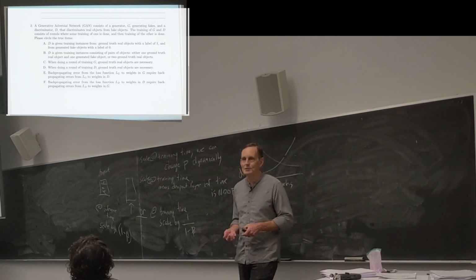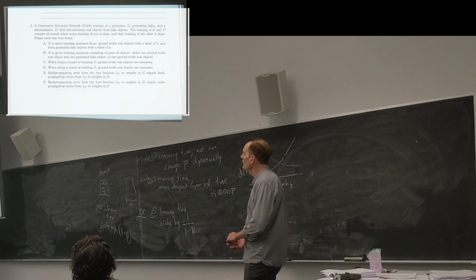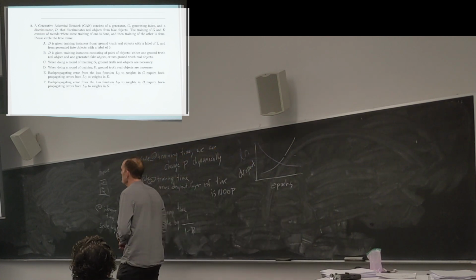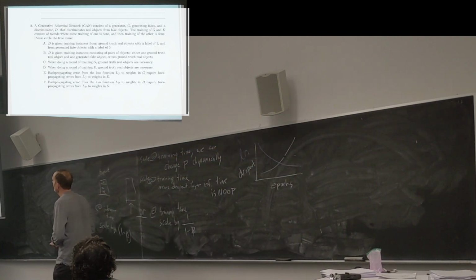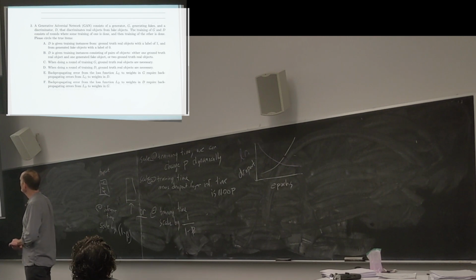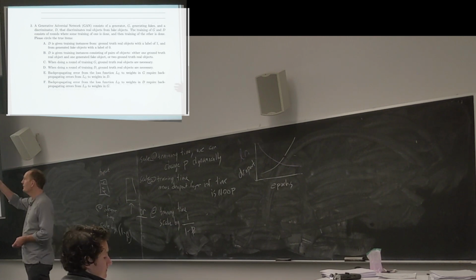All right, GANs, which we talked about on Wednesday. So we have a generator generating fakes and a discriminator that discriminates real objects from fake objects. We know that G and D have these rounds where we train one of them and then we train the other.